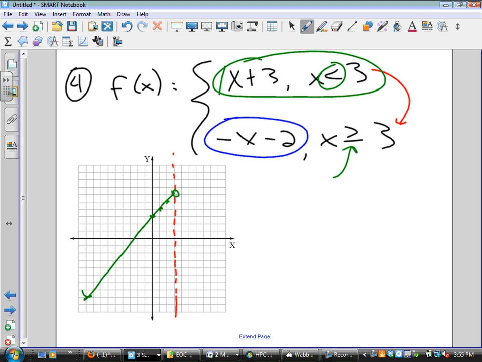Okay, so we know the y-intercept there is negative 2. And we know that the slope is negative 1. So we're going to go down 1 over 1, down 1 over 1, down 1 over 1, until we get to 3.